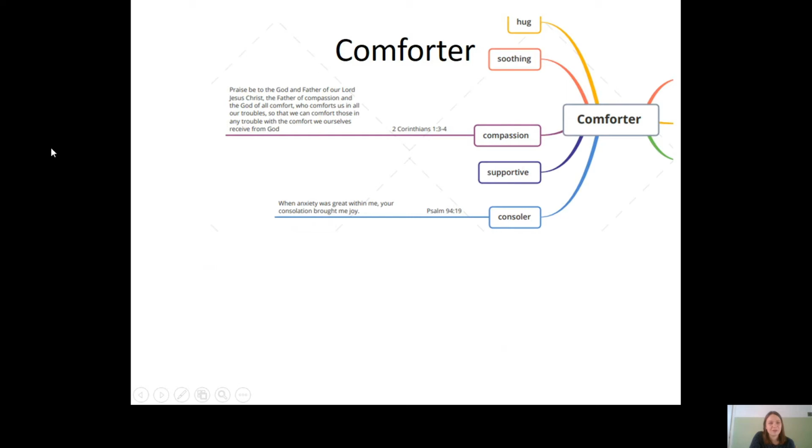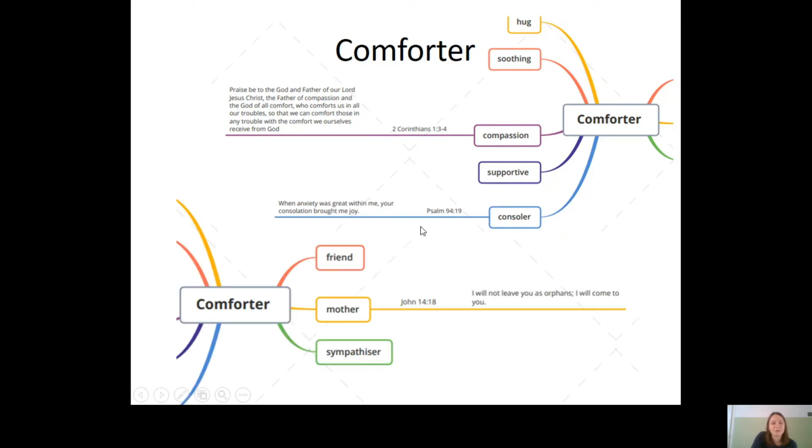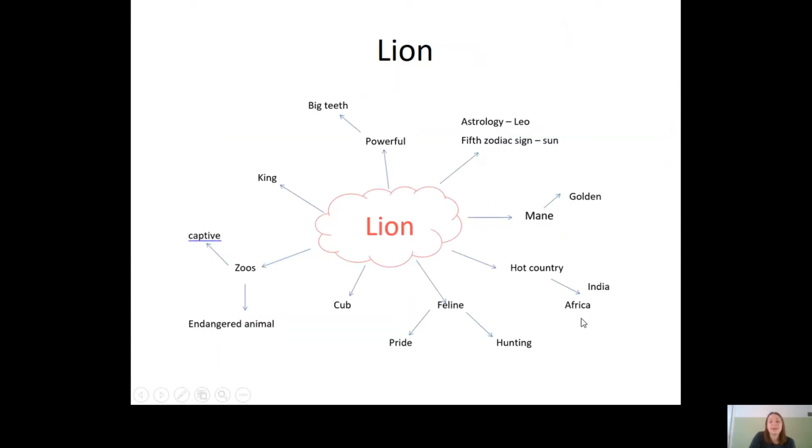Comforter, I've broken this one up a bit so you could fit it in. Hug, soothing, compassion, supportive, counselor. Oh, sorry, consoler. And we've also got some Bible verses to go with those, because this person worked out that I was talking about biblical ideas about God. And also friend, mother, sympathizer. So again, perhaps comforter is a word that we also have sort of female connotations for. And then we've got lion. Let me have a look at those.